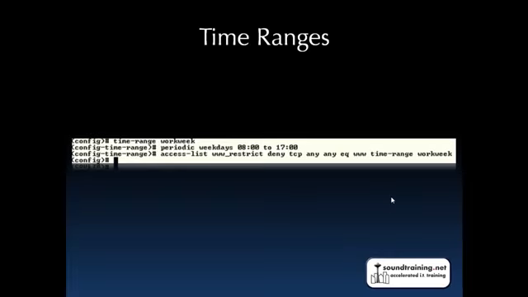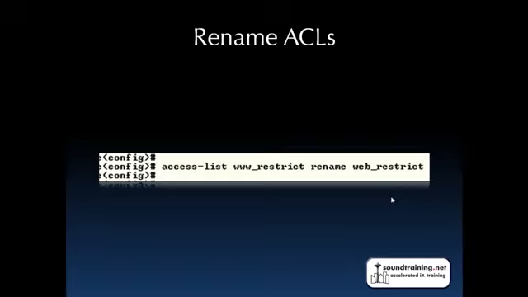There are other options. Use your question mark to see what they are. Weekdays means Monday through Friday, and then we put in the time range itself, 8 a.m. to 5 p.m. Then we use it in an access list. We create the access list same as always, but at the very end of the line, we put the time range work week, and that then makes that particular line only in effect during the time specified.